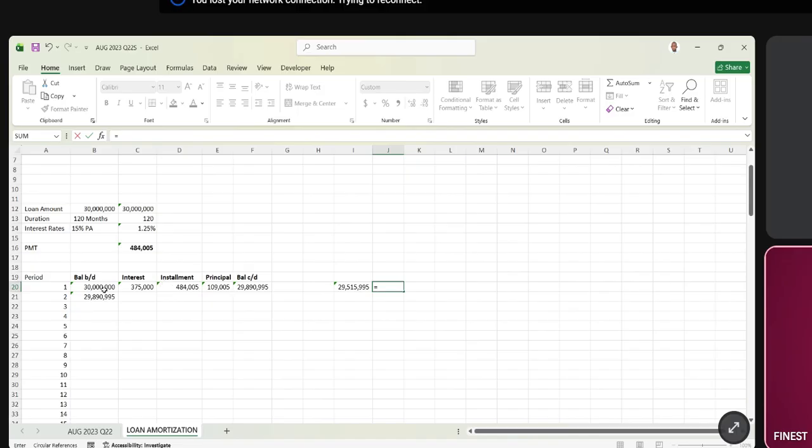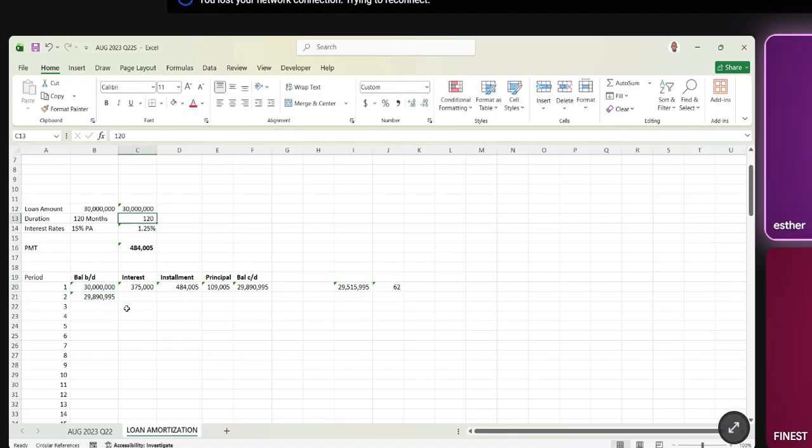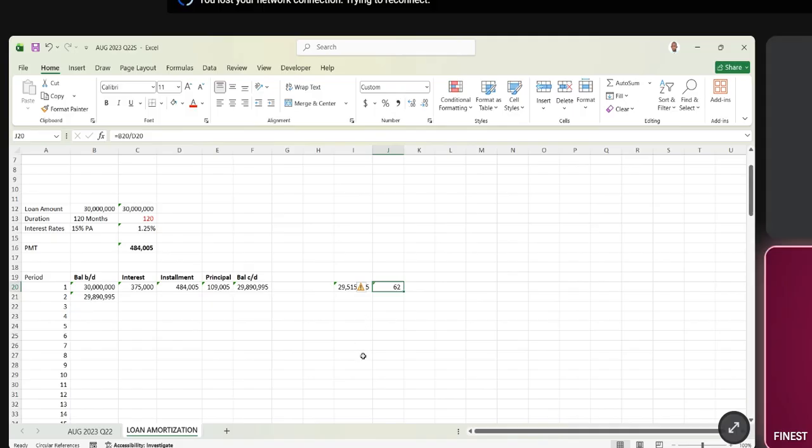Honestly, how many years will you take if you are paying 484? How many years will you take to repay this? Because it will be this divided by 484. Utakuwa unalipa 62 months. Na contract enda 120. So are you paying, is the bank doing your job? Ana treat hiyo ni kama ikuzalisha interest.